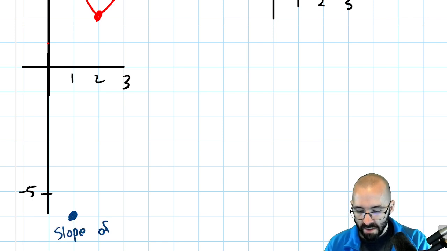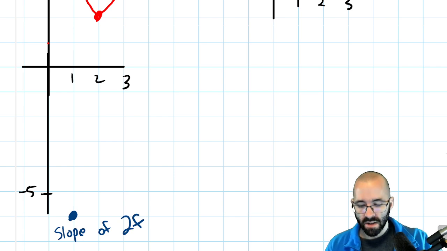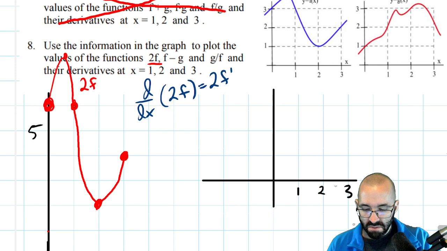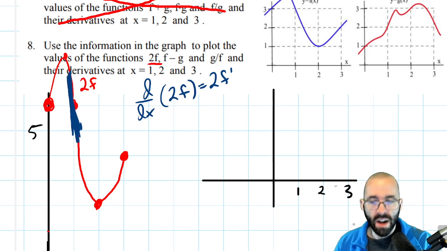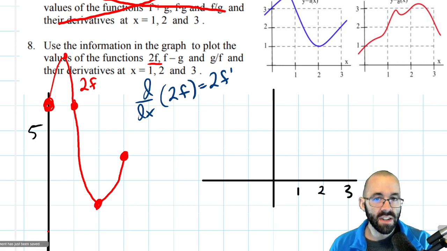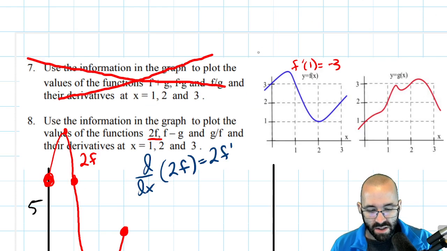Slope of 2f. So we say the slope of 2f should be -6 right here. Does the slope of this graph look like -6? Yeah. If you actually write the tangent line and calculate it, you should get visually something that looks like about -6. And we just keep on going in this manner.